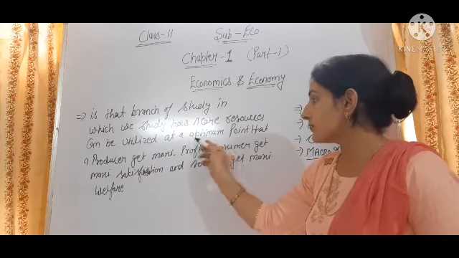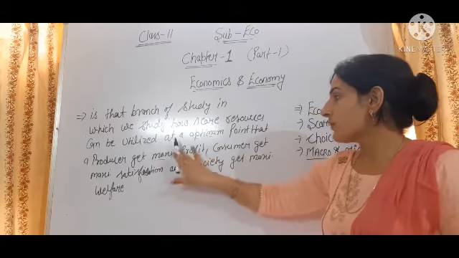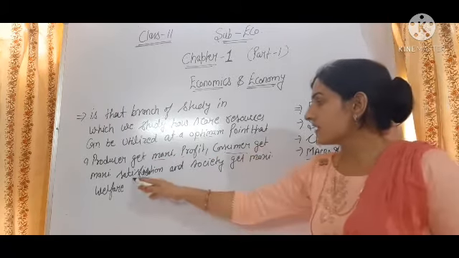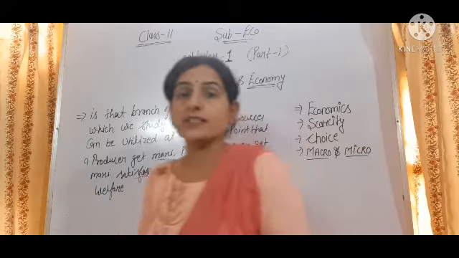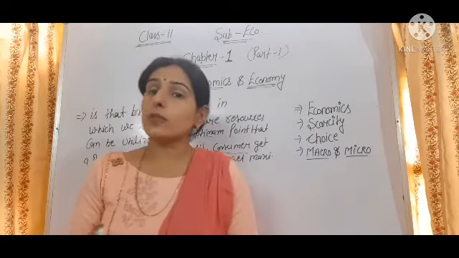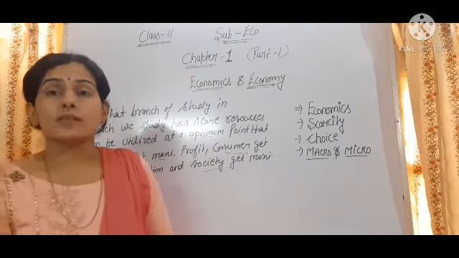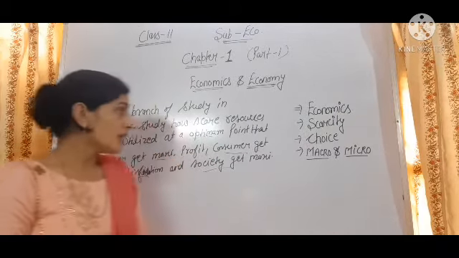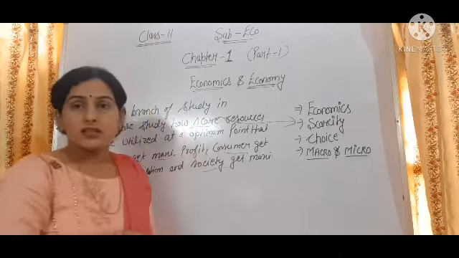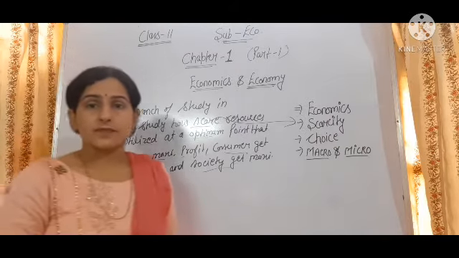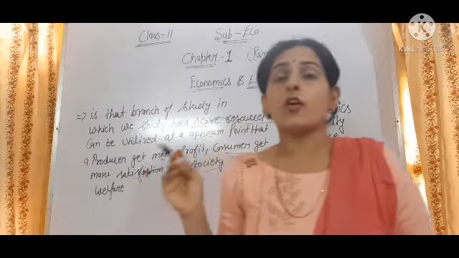utilized at the optimum, means maximum point, so that a producer gets maximum profit, consumer gets maximum satisfaction, and a society gets maximum welfare. So the producer always wants to maximize his profit, the consumer wants to maximize his satisfaction out of his budget, and society wants to get maximum welfare. Okay. So what is the meaning of scarce? That is related to scarcity. So what is scarcity? Why are we saying that scarce resources can be utilized at the optimum point?